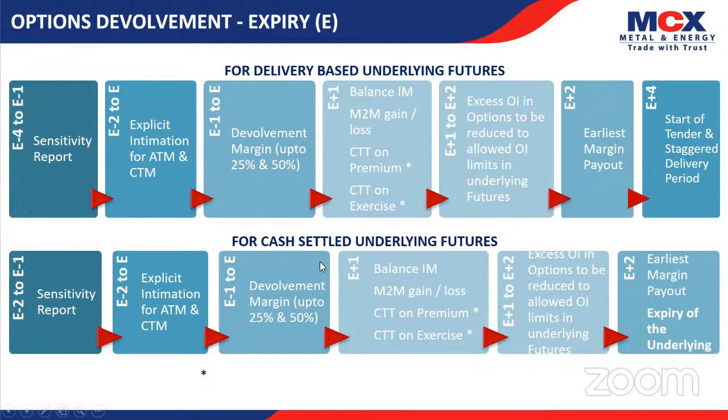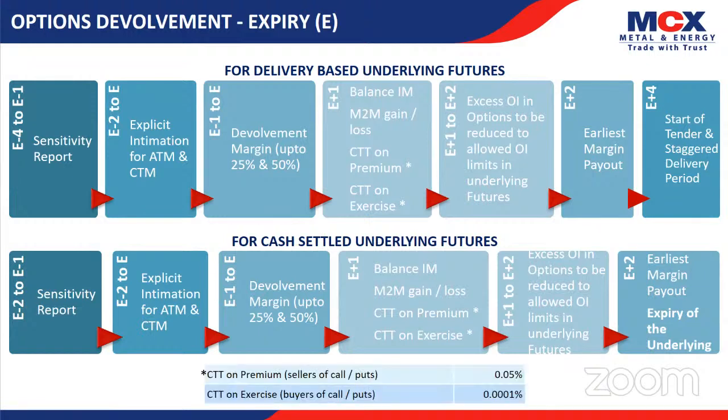What happens here in this settlement, wherein the underlying is a cash settled contract, is that we expire 2 days prior to the expiry day. So you have time to bring down your open interest positions within the limits as per the futures contract, and you can leave the contracts if you don't want to square off. You can leave because contracts get settled in cash on expiry. So this is something one has to take note of.